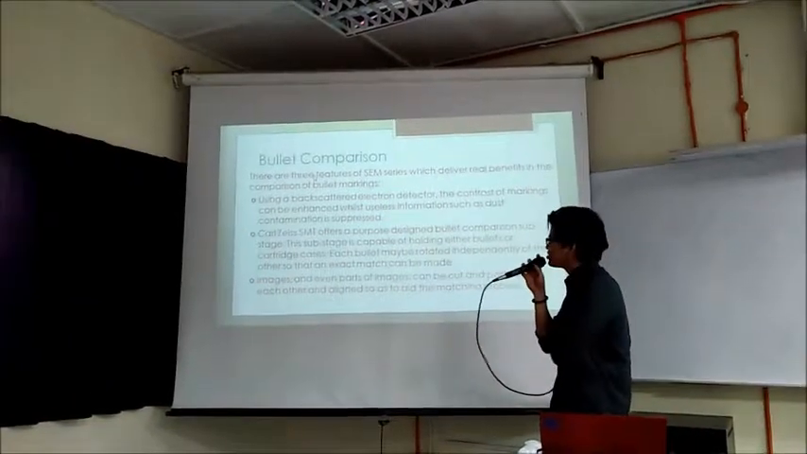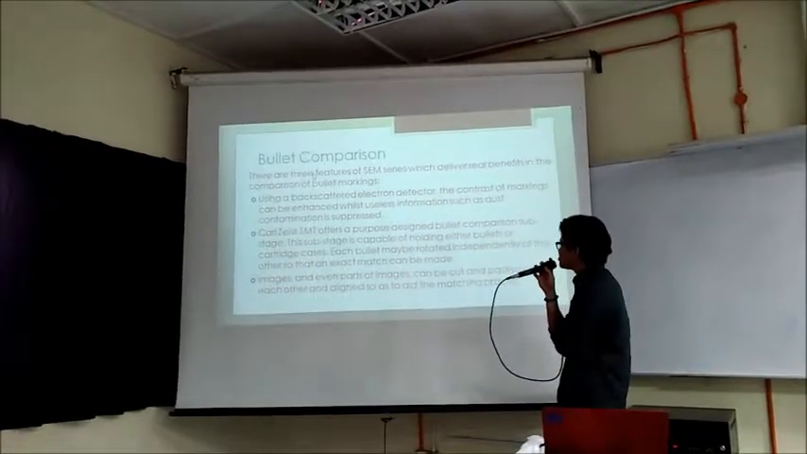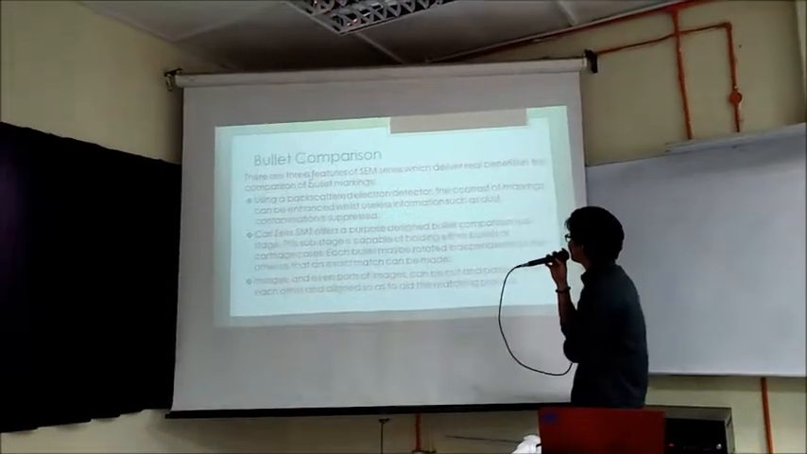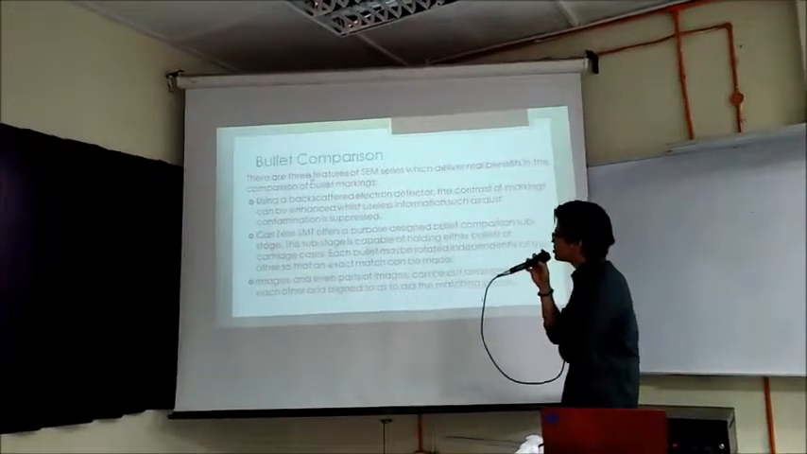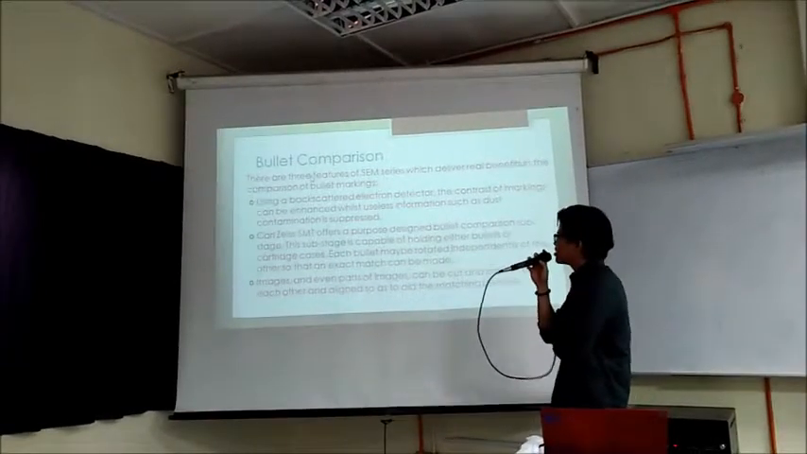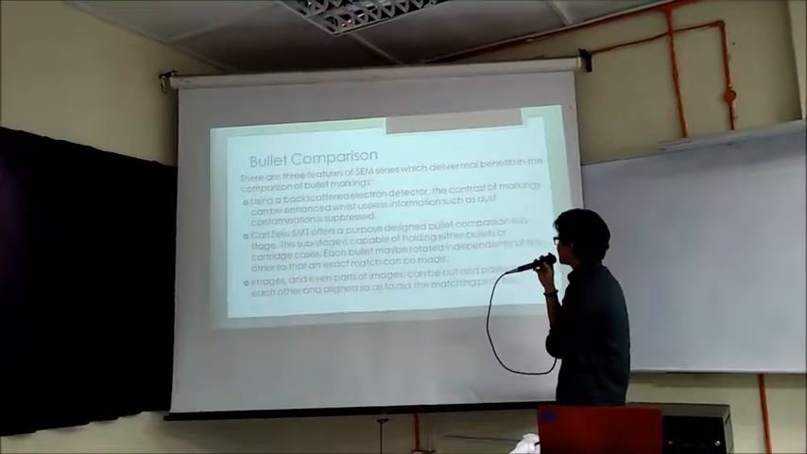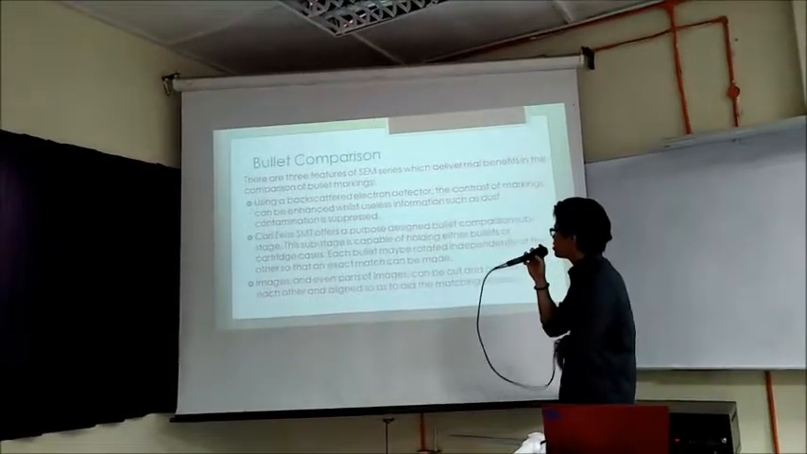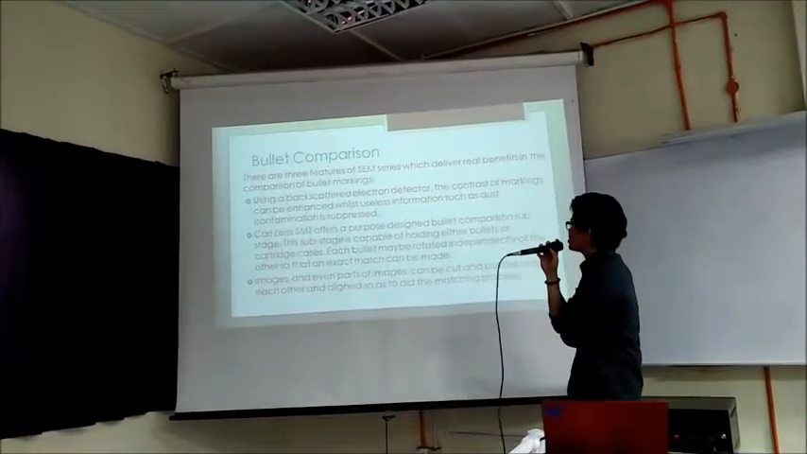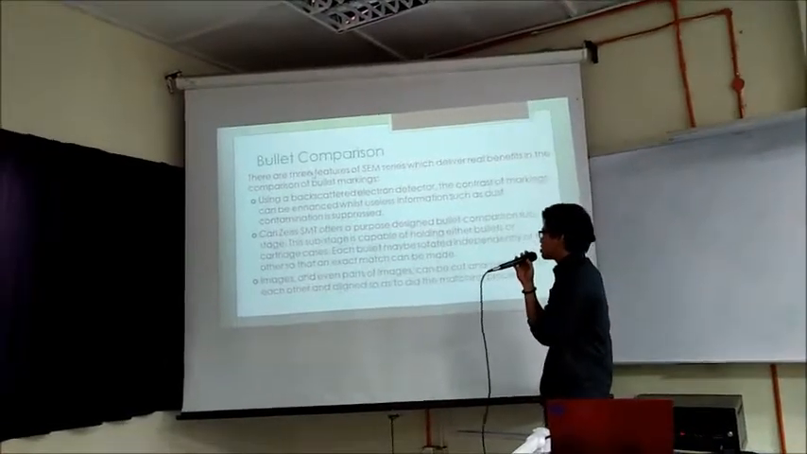Next is bullet comparison. There are three features of the scanning electron microscope series which deliver real benefits in the comparison of bullet markings. One is using a backscattered electron detector. The contrast of markings can be enhanced, while useless information such as dust contamination is suppressed.